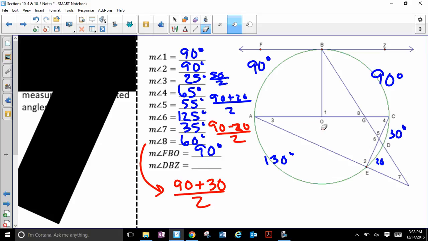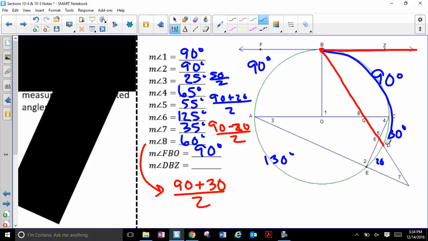All right, and then the last one, we need the measure of angle DBZ. So B is the middle letter. So DBZ, so the vertex is on the circle. So the sides go here and here. So the arc we care about is here in blue, from here to here. Well, we have to figure out that arc, we do have to add. So 90 plus 30 is 120. And since the vertex is on the circle, you take the arc, 120, and divide it by 2, which is 60 degrees.